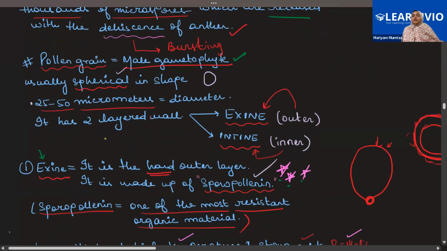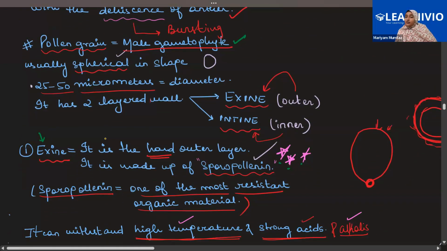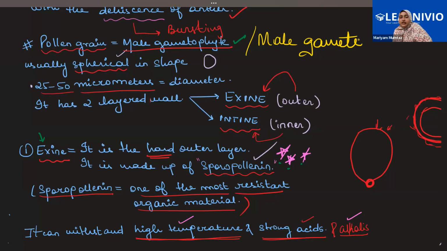Now talking about the pollen grain, it is the male gametophyte, or you can say it is the male gamete. Many a times it is called the male gamete, and many a times the male gametophyte. They are usually spherical in shape, with a diameter of 25 to 50 micrometer. The pollen grains have 2 layers of wall: exine, which is the outer layer, and intine, which is the inner layer.